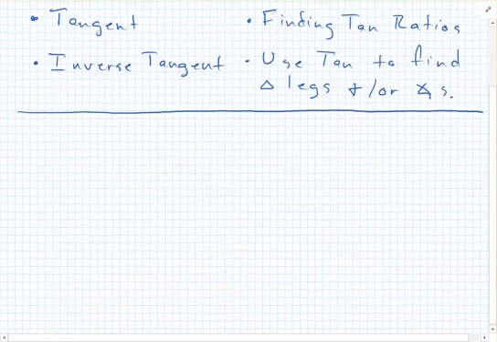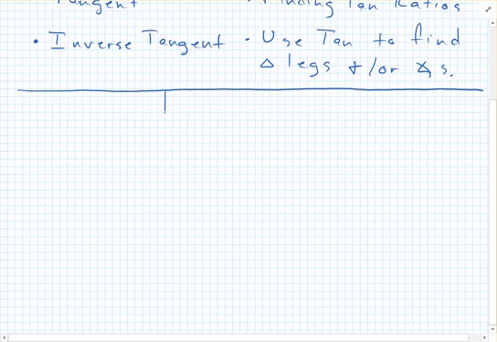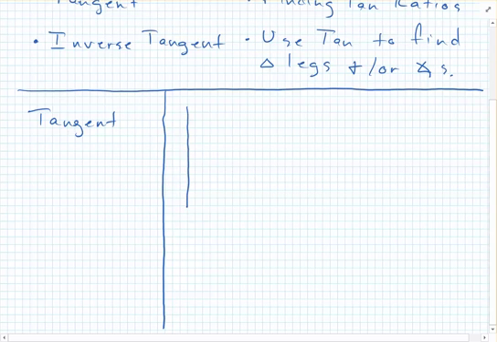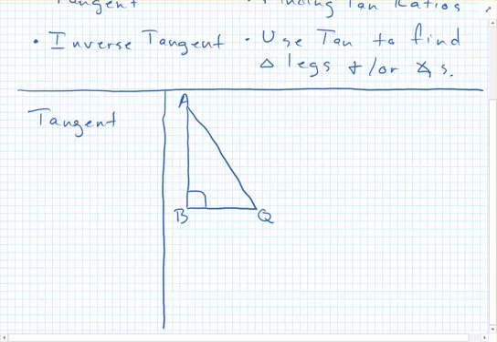So let's start out with talking about what tangent is to begin with. Tangent is just a ratio. Now here's the thing with tangent, cosine, and sine. They only work if they deal with a right triangle. So if we make a right triangle here, A, B, Q. So we have two legs. We've got leg AB and BQ.